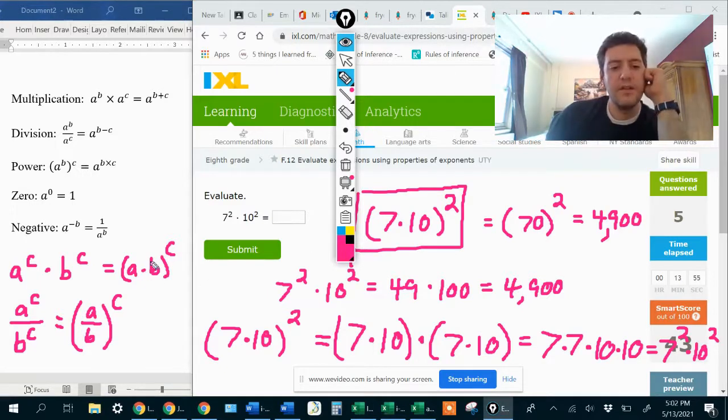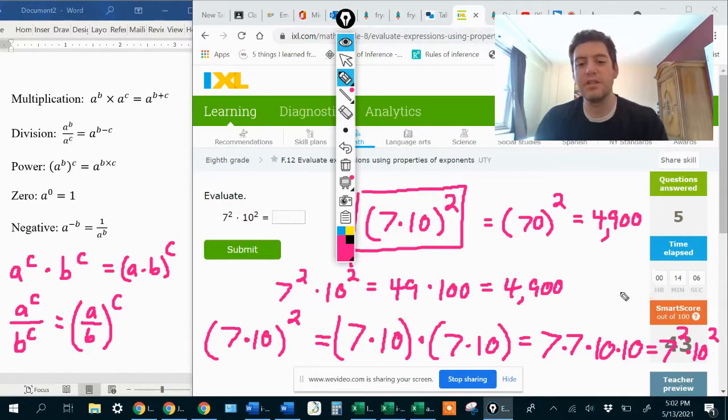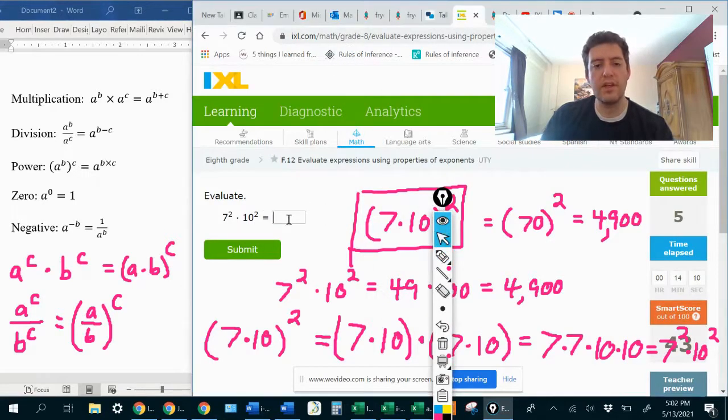Okay, so starting with something that looks like this, we could figure out that it's the same thing as this, just by expanding everything and writing it in different ways, step by step. All right, so anyway, this is just 4,900.